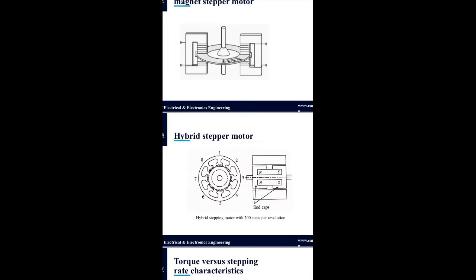The cross section of the hybrid step motor is shown in the figure, which can produce a step of 1.8 degree. The stator has 8 poles here, each with 1 coil and 5 teeth. You can see here the teeth in between. There are 5 teeth, 1 coil.